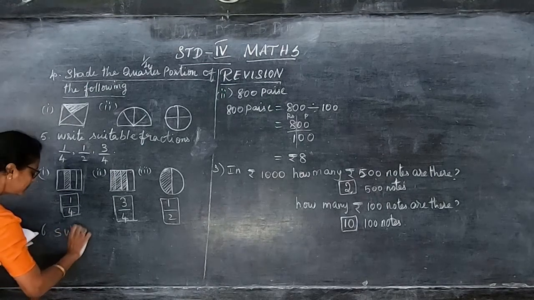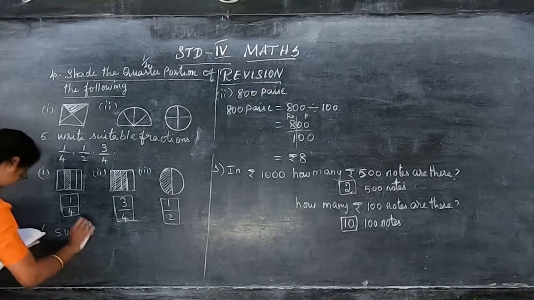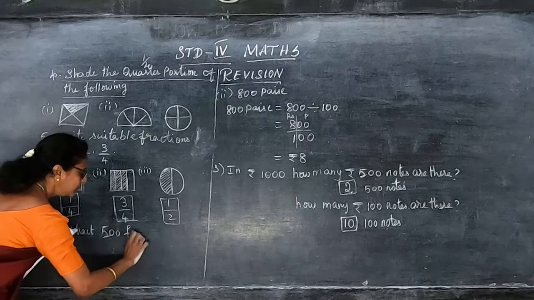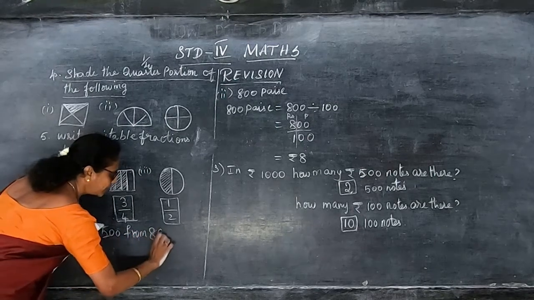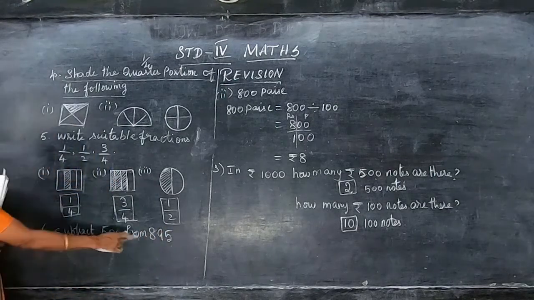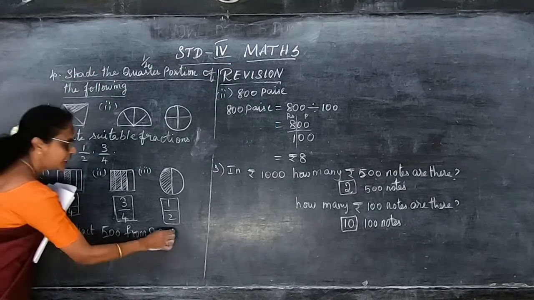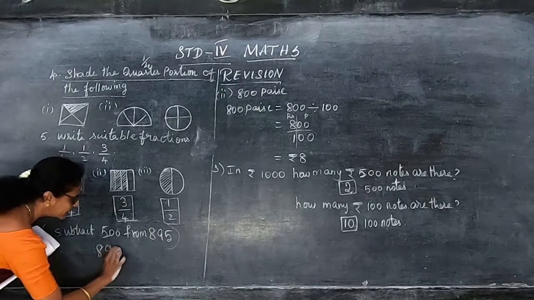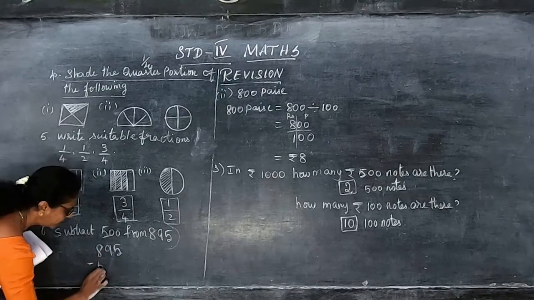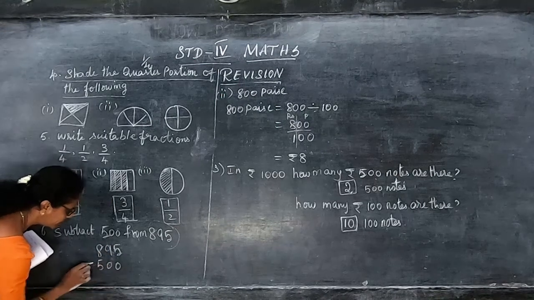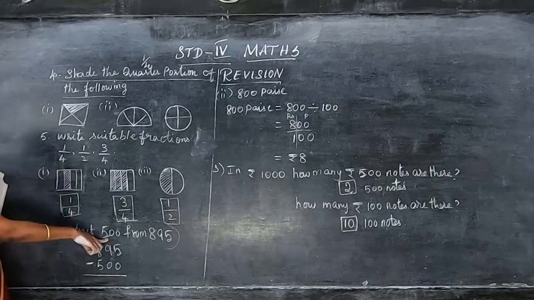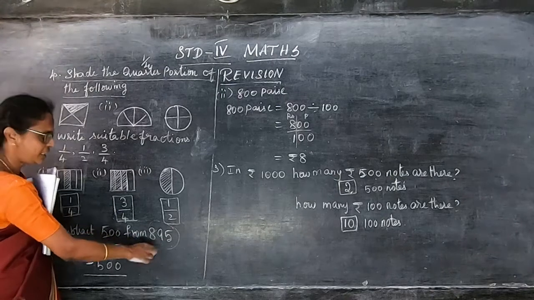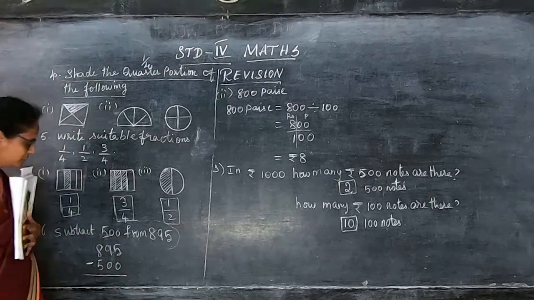Subtract 500 from 895. So subtracting 500 from 895 means you have to subtract 500 from the biggest number, 895. You cannot subtract 895 from 500. Can you understand? This is the smallest number and this is the biggest number. So from 895 you have to minus it.